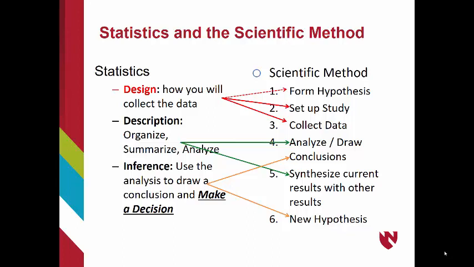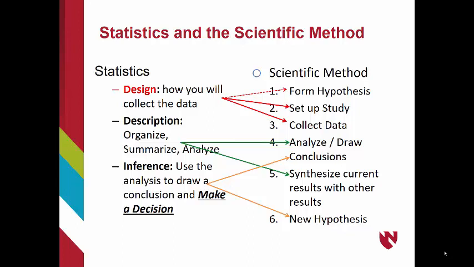So if we look at the scientific method and the 6 steps that I have here, it starts off with forming a hypothesis, then setting up the study, collecting the data, analyzing said data, drawing your conclusions, and synthesizing your conclusions, your current result, with results from other studies. From there, form a new hypothesis, and the whole thing starts over again. And we can see with the various shades of arrows here that statistics, as a discipline, can play a role in each step along the scientific method.